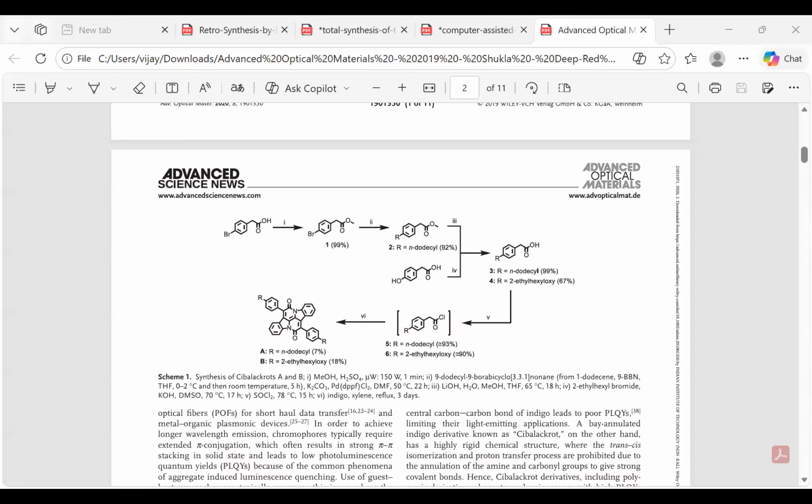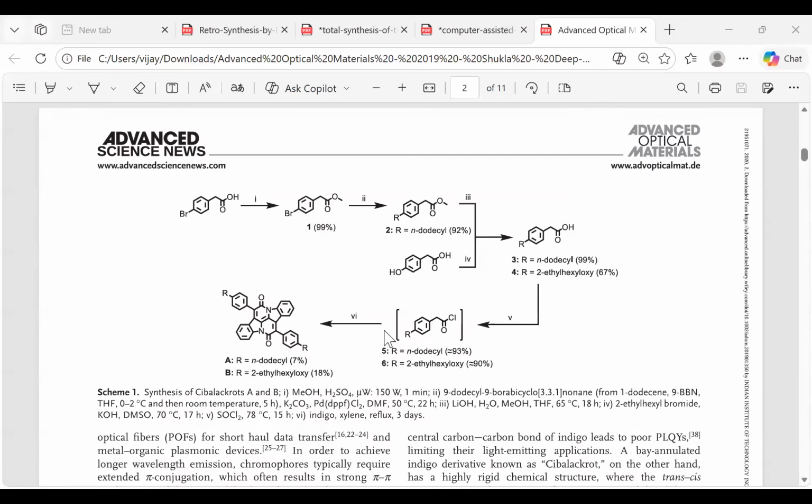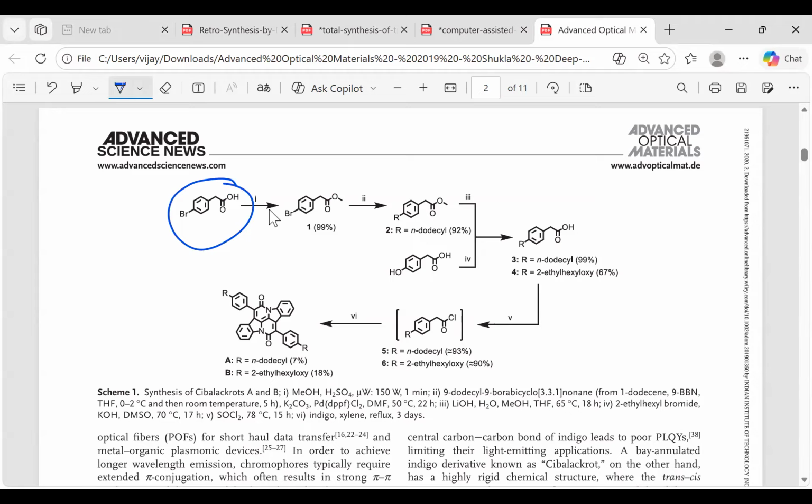I'll just reshare this one. If you look at this simple synthesis, here this acid is converted to the corresponding ester. How do we make the ester? We just add methanol and H2SO4. It directly converts into the corresponding ester, right? Then the next step is the addition of this R group. This R group is 9-BBN-derived, an alkyl group, so you can consider it as any alkyl compound. So we can add this using borane.